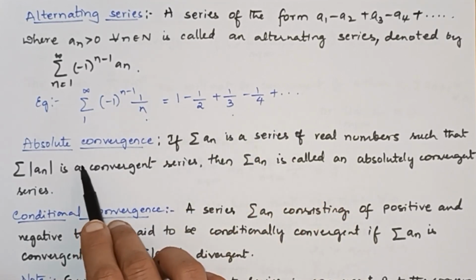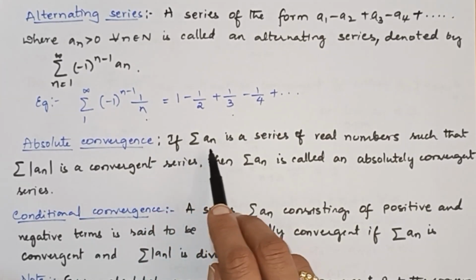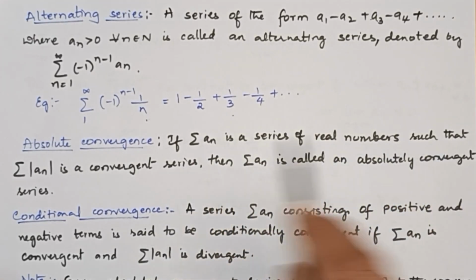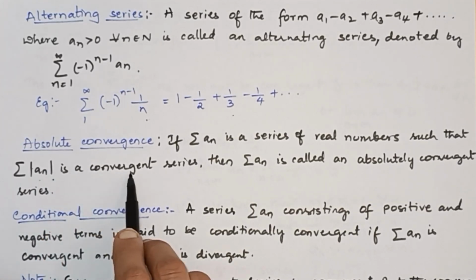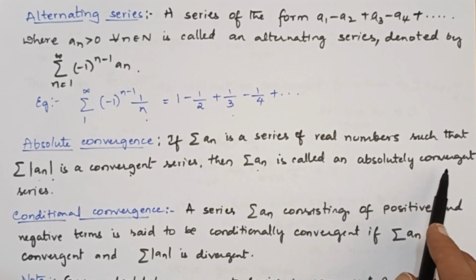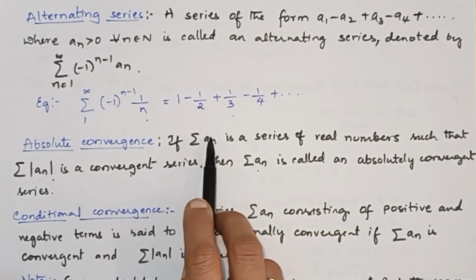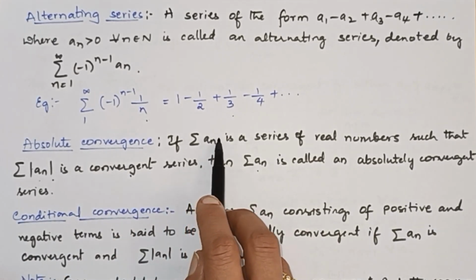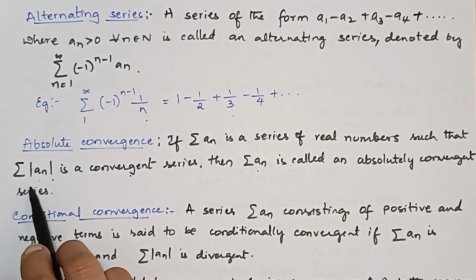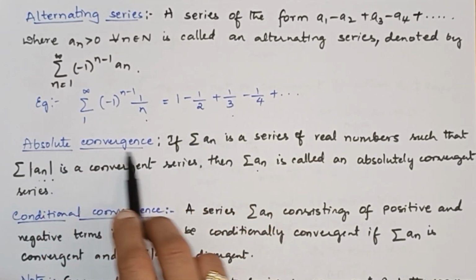So let's see what absolute convergence and conditional convergence are. Absolute convergence means that if sigma an is a series of real numbers such that sigma modulus of an is convergent, then we say that the given series converges absolutely, or it is an absolutely convergent series. That means if you have a series of real numbers or an alternating series, anything is fine, then if modulus of an is a convergent series, the given series converges absolutely.